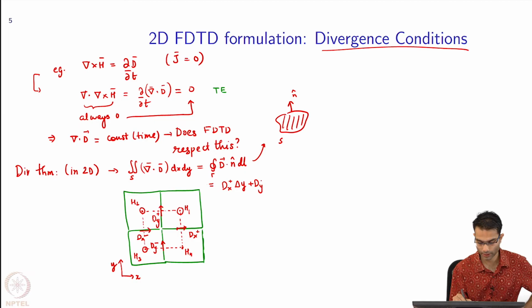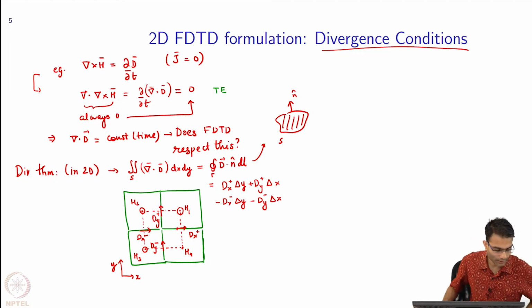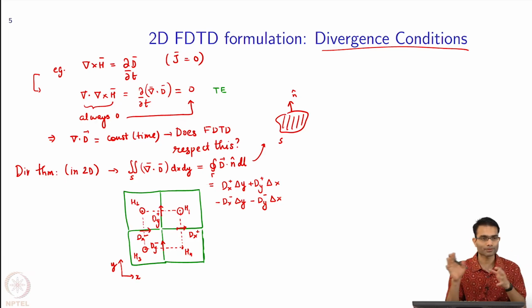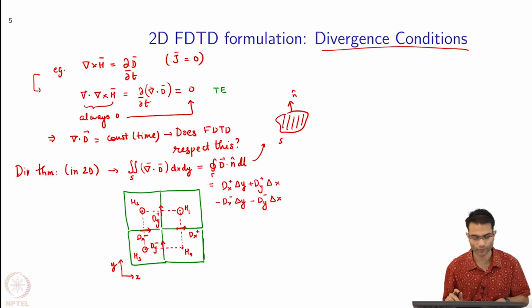Next is plus Dy plus delta x. Next is minus Dx minus delta y. Next, minus Dy minus delta x. So now that that's done, we have not yet actually used much of the FDTD. FDTD was one of the main points, was linking time derivatives to space derivatives. So far we have not done that.